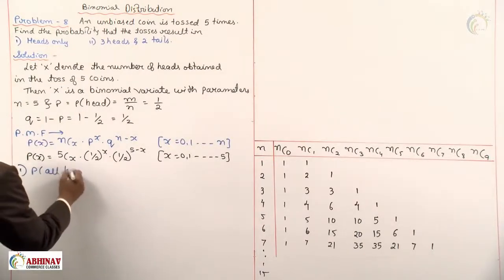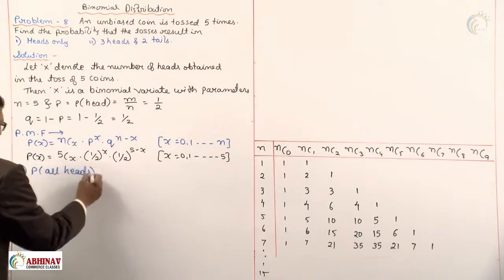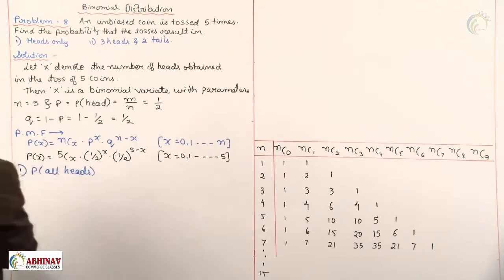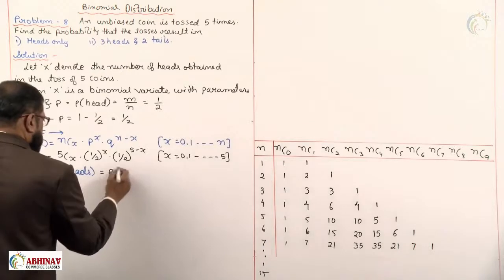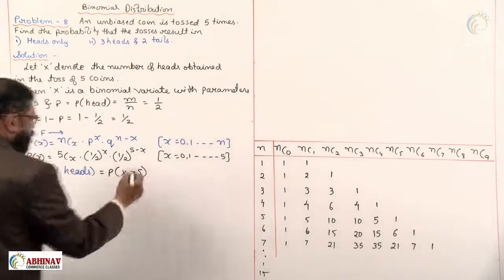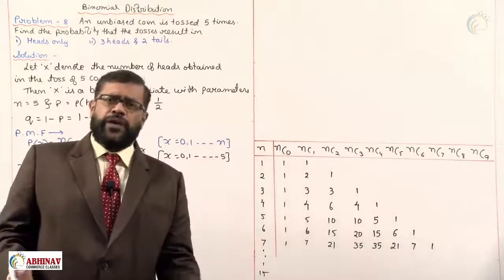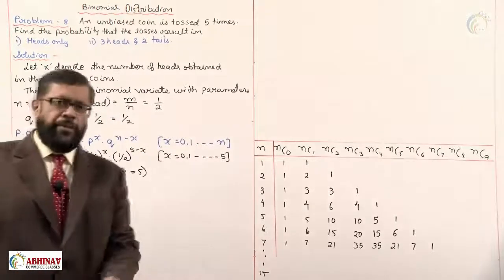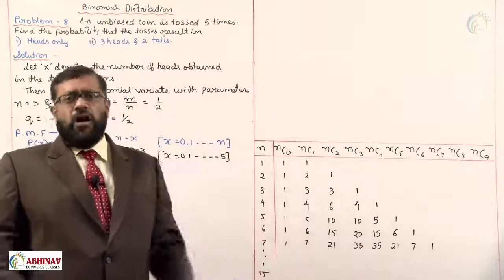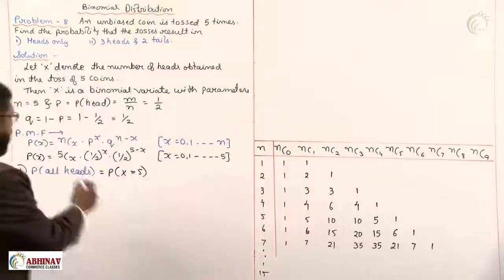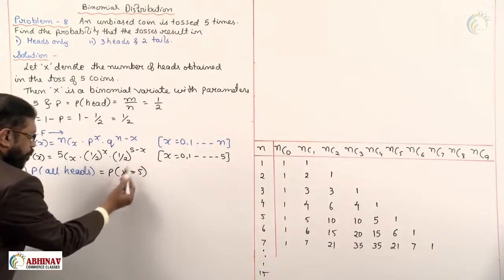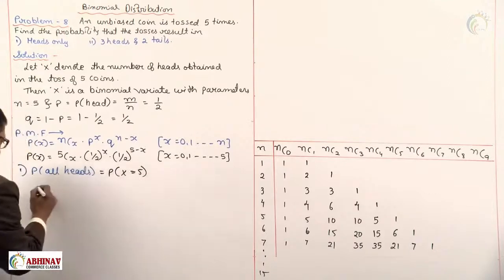Probability, all heads, or we can say heads only. So all heads, probability x is equal to 5, because the coin is tossed for 5 times. If they mention 2 heads, x will be 2. If they mention 3 heads, x will be 3. All heads means x is going to be 5. In this PMF, we'll put the value of x as 5 and solve it.